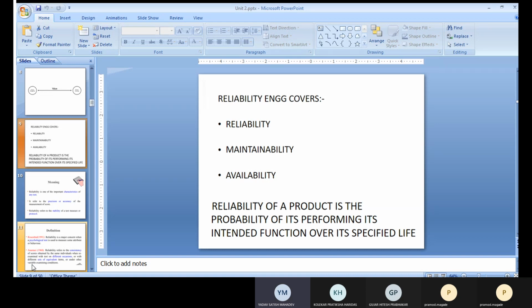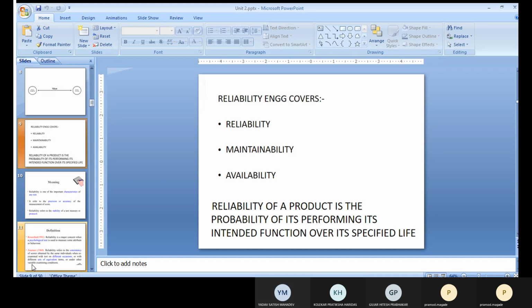Understood? Many more definitions I have quoted over here. The basic definition is, of course, it will perform its intended function within a specific time, and this specific time we decide, or the manufacturer decides, in this manner. Understood? So that will be the reliability.